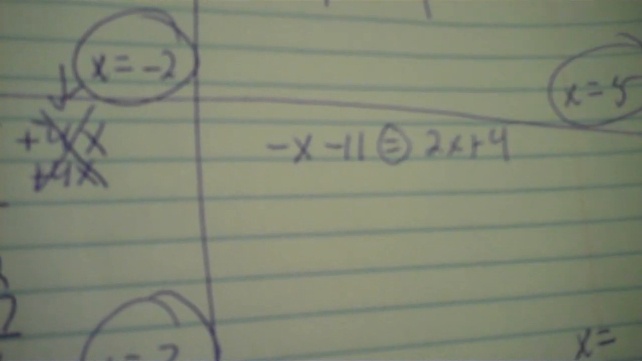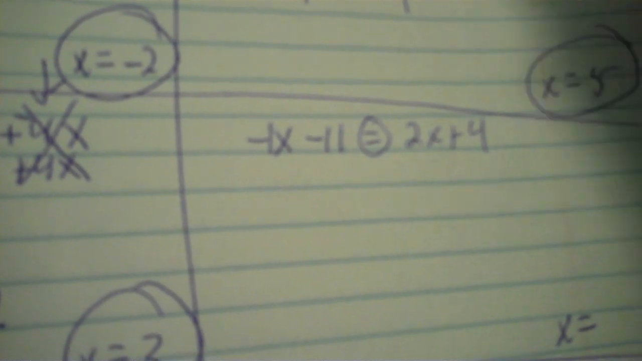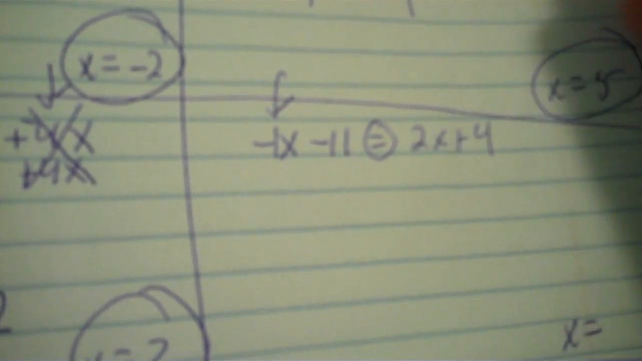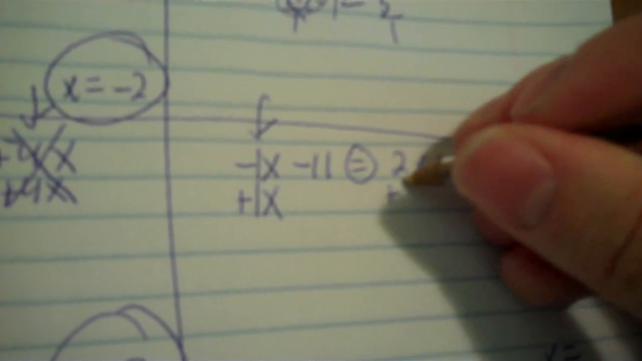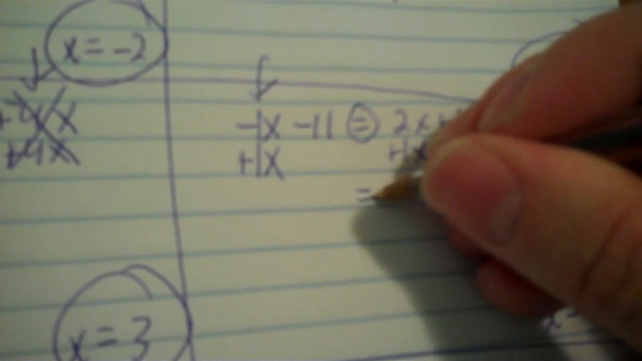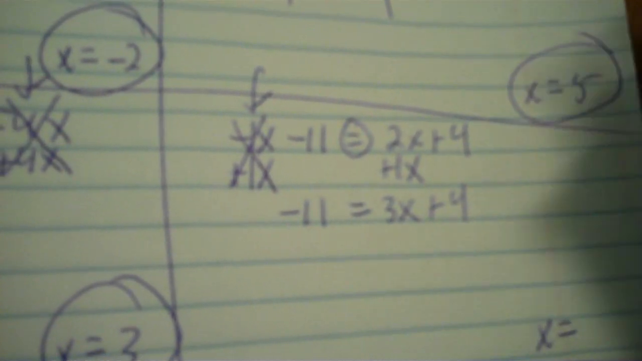So again, we have x's on both sides. That's a negative 1x and a positive 2x. So that's the smaller one. To get from negative 1 to 0, we're going to have to perform addition of 1x and then add 1x there. So line up your equals. Negative 1 plus 1 is 0. And then negative 11. 2 plus 1 is 3x, and then plus 4.